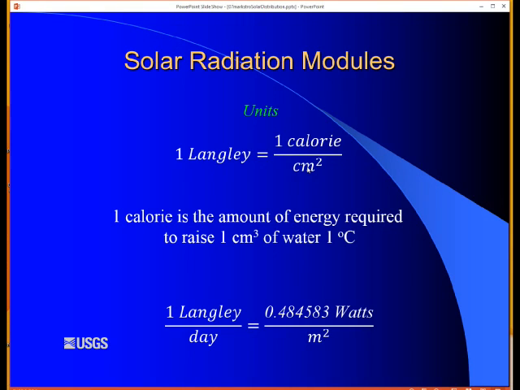That concludes the solar radiation distribution modules.